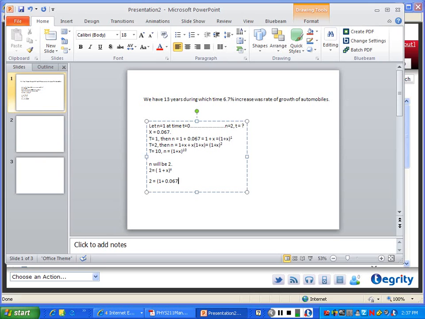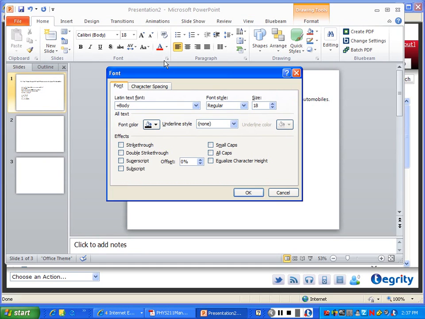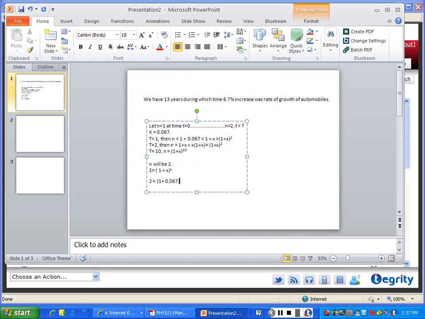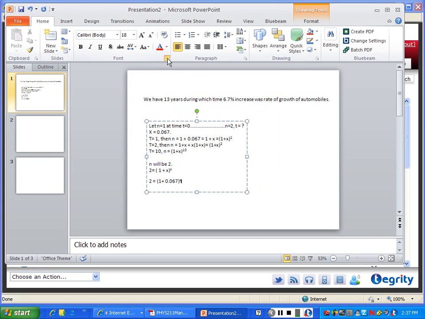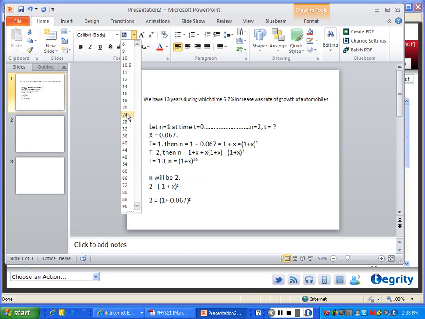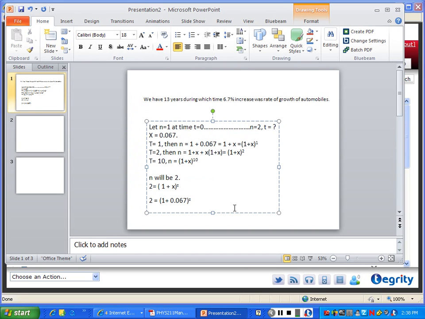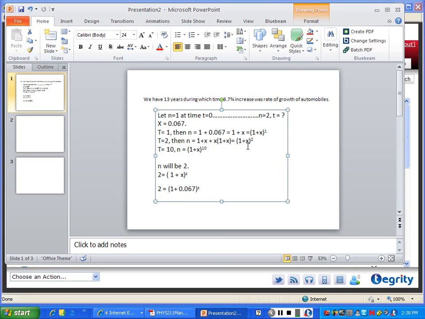0.067. That was our x value, our percent increase, raised to the z power. I can take off that superscript. Let's increase that a little bit up here. Make that a little darker. All right. So there we go. 2 equals 1 plus 0.067 raised to the z power. That superscript there is z.